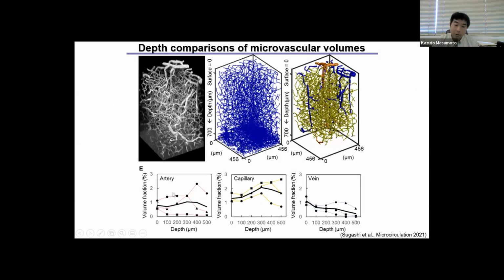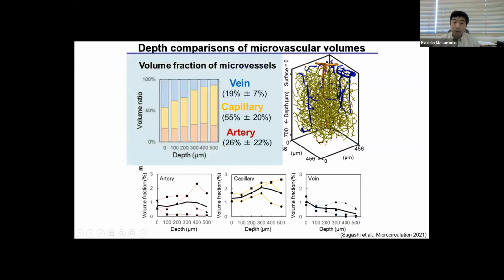Red color shows the arterial, and the yellow color shows the capillary. Here is the diameter less than 8 micrometers. We define it as capillary, and also veins. This is over the depths. If we compare those volumes, mostly more than 50%, depending on the depth of the cortex, is composed of capillaries, and the other quarter is arterial and veins. And this is our typical volume in the mouse cortex.